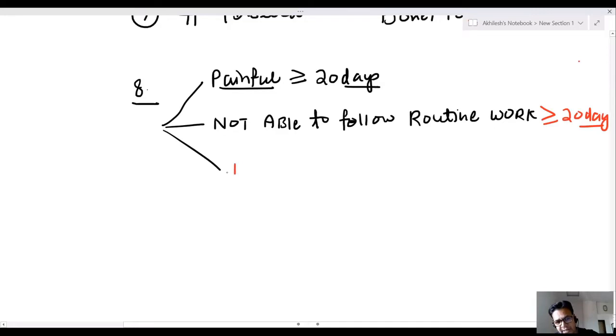Dr. Saab, the last is any dangerous injury is a grievous hurt. Now a question comes, what is the meaning of dangerous injury? Dangerous means which endangers your life.